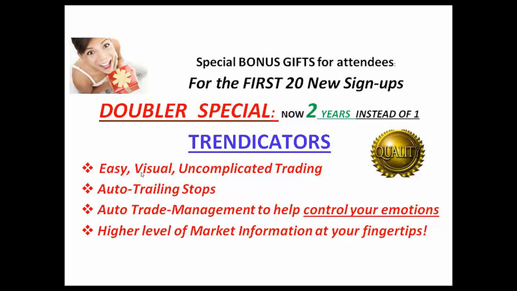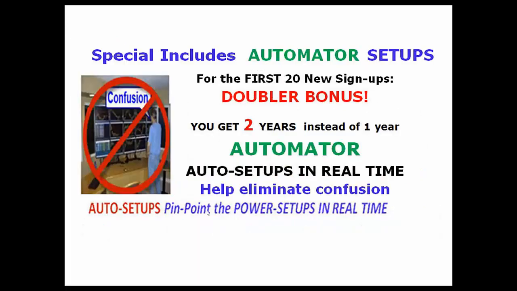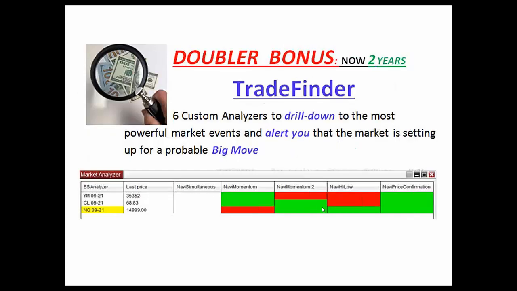All right, so the trendicators give you easy, visual, uncomplicated trading and automated trailing stops. The automator is included. The automator is the signal where we generate the signals automatically. It does not automatically execute the trade for you. You still have to pull the trigger and take the trade, but the automator gives you the automated buy and sell signals. Here's the trade finder. I went through that earlier. It's really a market scanner. It can scan as many different markets as you want to put on the trade finder.